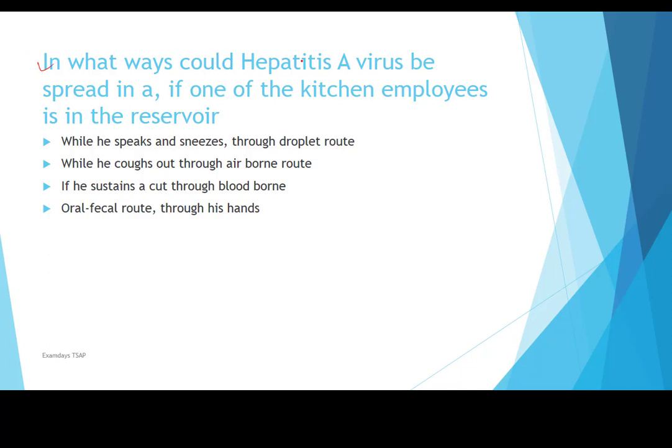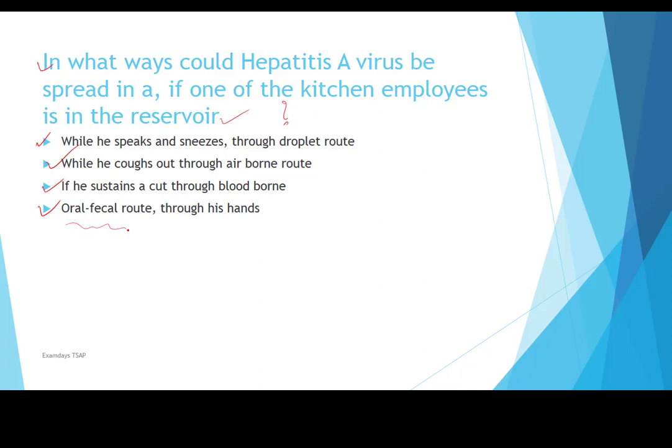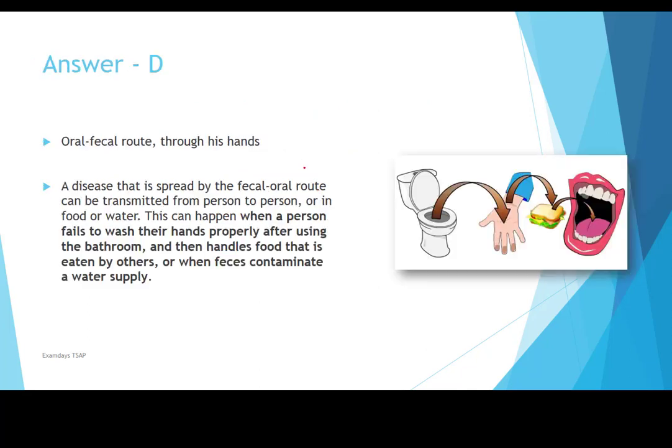In what way could hepatitis A virus be spread if one of the kitchen employees in the restaurant is infected? This is the kind of question given. We have 4 options: A, while he speaks and sneezes, through the droplet route; B, while he coughs, through the airborne route; C, if he sustains a cut, through the bloodborne route; and D, the fecal-oral route through his hands. The correct answer is the fecal-oral route through his hands.